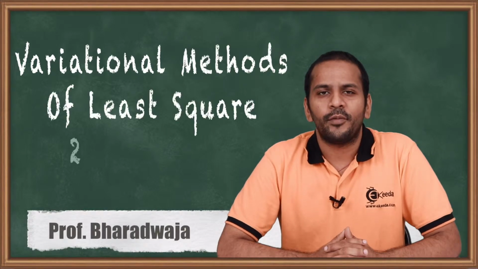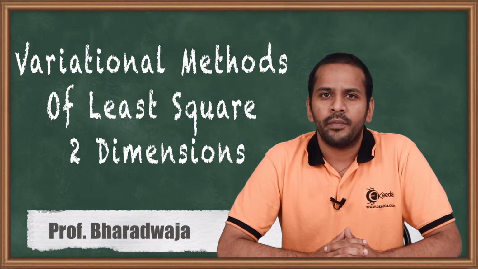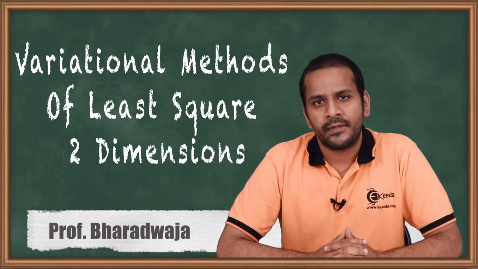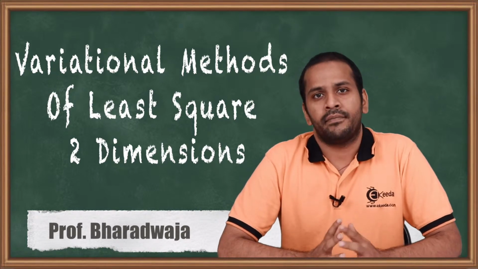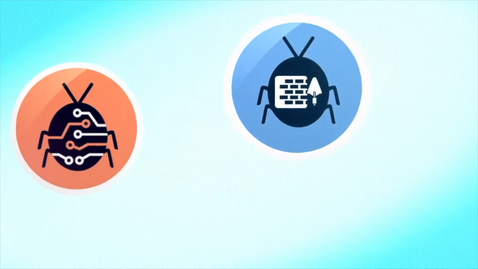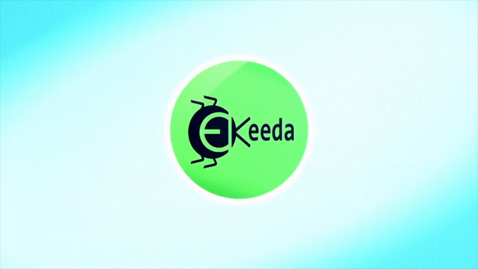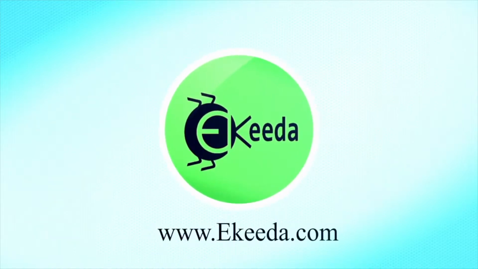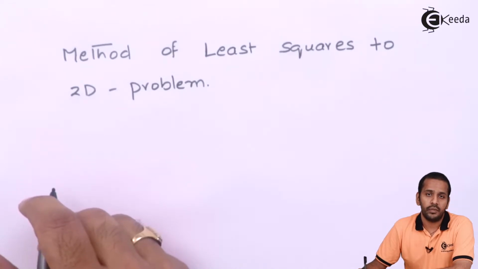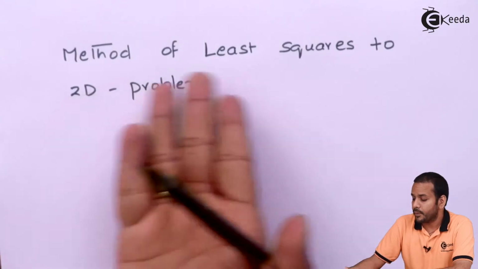Hello friends, welcome to finite element methods. In the last class, we have seen the application of method of least squares to one-dimensional problem. In the present class, let's use the same method of least squares to a 2D problem. Let us choose the same two-dimensional beam, whatever we have solved earlier. In the present case also, let us solve the same beam using method of least squares.